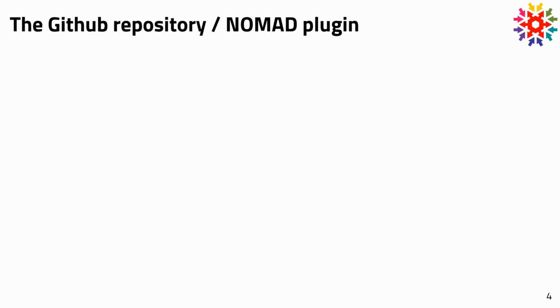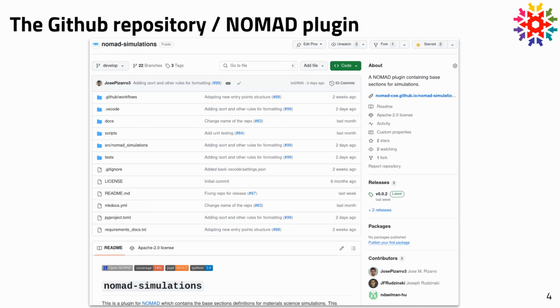So let me just introduce the repository. You can basically find this in this GitHub repository. It's called NOMAD-Simulations. So if you go there, then, well, apart from being a PyPI package, so you can pip install this locally in your computers. There's a bunch of things.